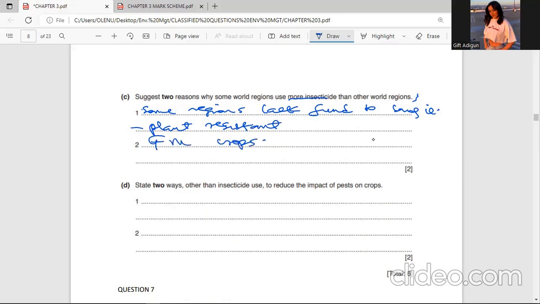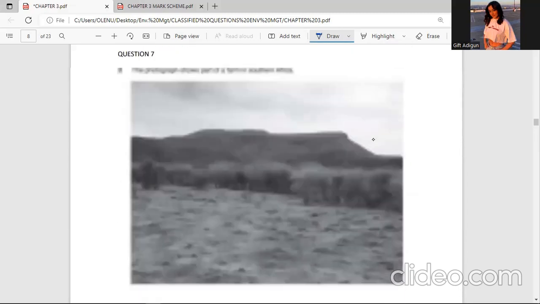Now, state 2 ways other than insecticide use to reduce the impact of pests on crops. I've stated control methods: biological and cultural. The cultural method is where you use your hands to help. Now we have the next question here.